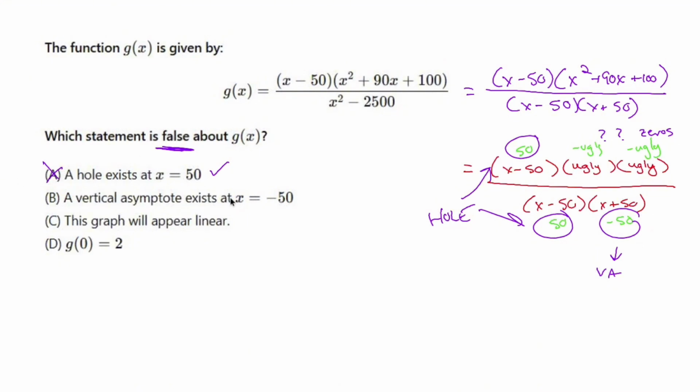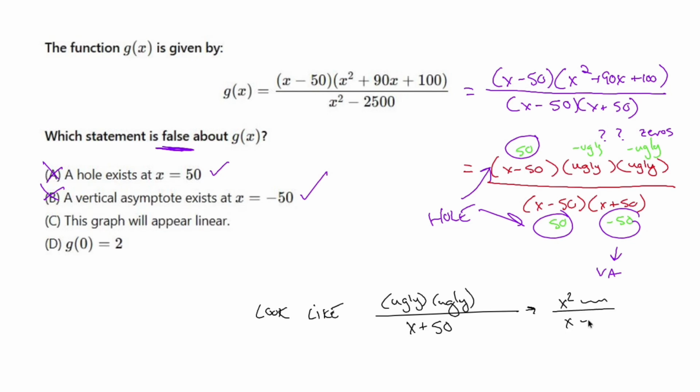A vertical asymptote exists at negative 50. Is that a true statement? Yes, so you're not the one I want. This graph will appear linear. Now, a graph will appear linear if something like this happens. What the graph will look like is it will look like me crossing this out. So this graph is going to look like me getting rid of the x minus 50s and me being left with some ugly x, no comment, and another ugly x, no comment on my dating history, all over x plus 50. Now that's going to look like x squared blah blah blah over x blah blah blah.